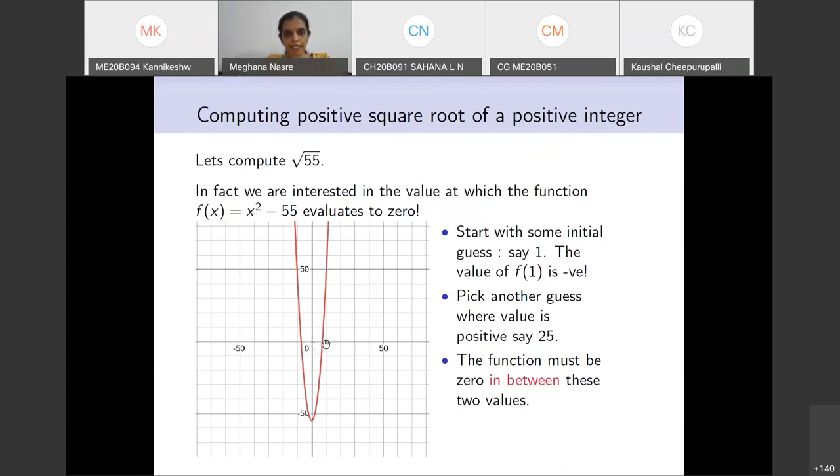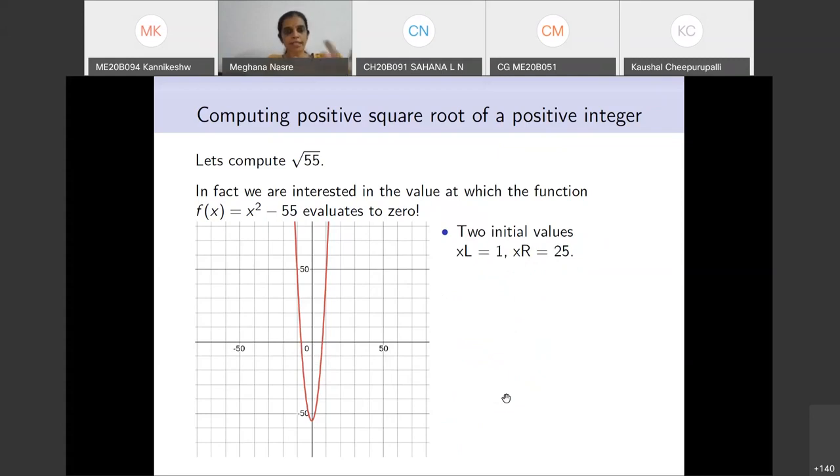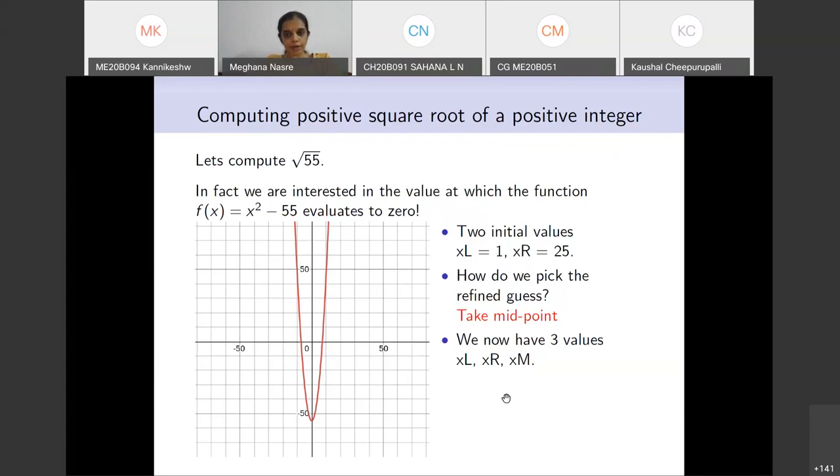So we need to navigate this range, which is 1 somewhere here and 25, which is somewhere here, and we want to compute a possible value. How should we select the third one? We want to refine our guess, right? A good way to refine it is possibly to select something in between the left endpoint and the right endpoint. The refined guess could have been something else, but we just take the midpoint, and that is why the name comes the bisection method.